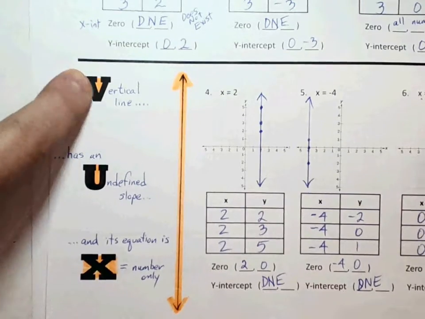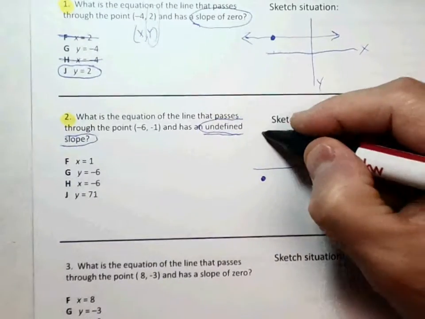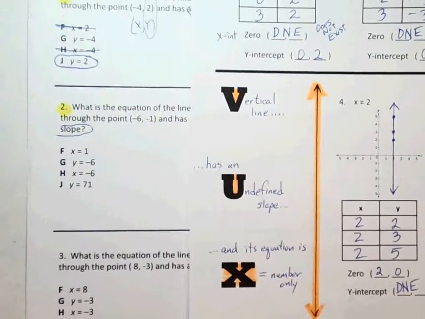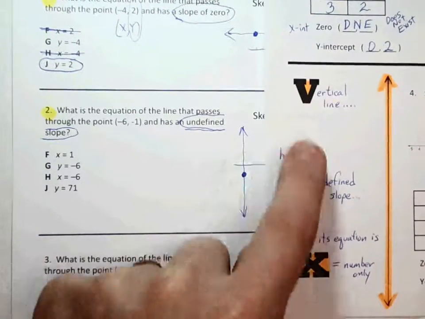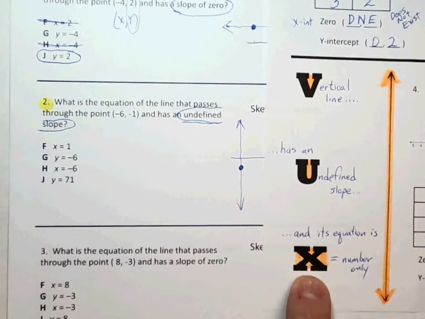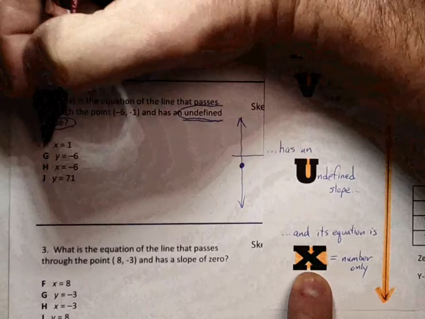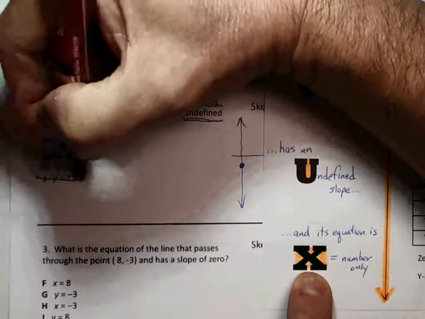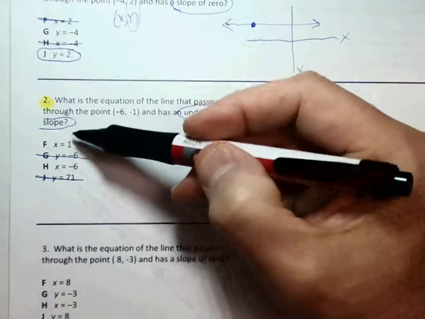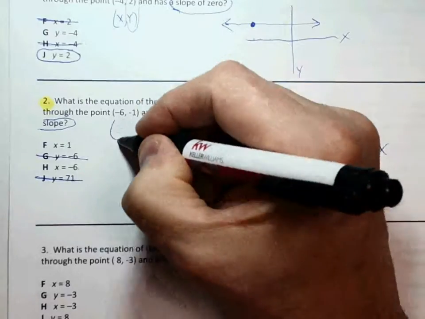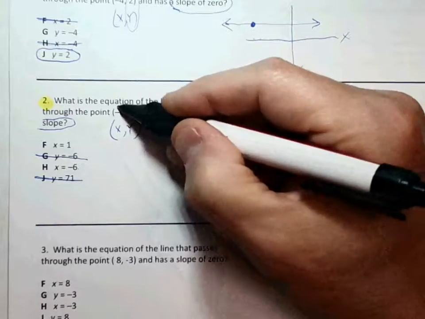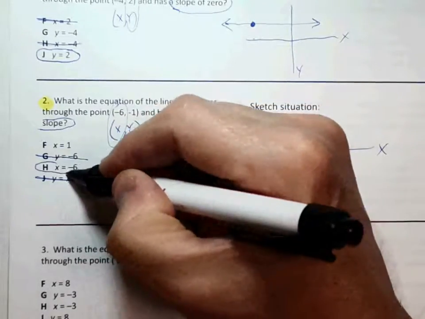So right now, you should draw a vertical line. North-south. There we go. Let's keep thinking VUX. If we're going north-south, we have an undefined slope. What does my equation start with? What letter? VUX, X. So I'm going to pick something that has an X in the answer. And so now it's between 1 and -6. Which one? Well, look at your ordered pair. The X is a -6. So let's pick this one right here.